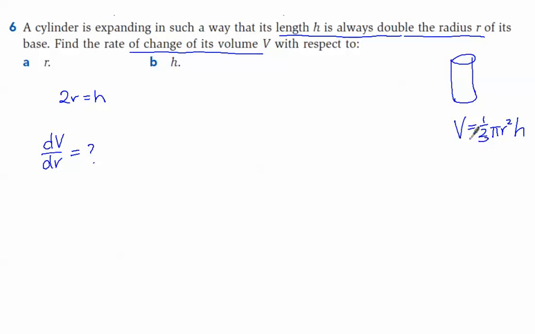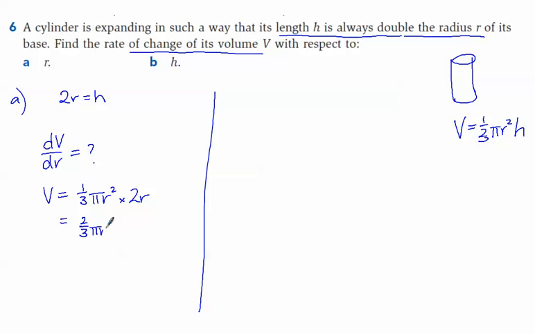We've got our volume and we've got it in terms of r, but we've also got it in terms of h. So we need to replace our h with what we've got over here. So the fact that h is 2 lots of our radius. So that means our volume is going to be a third pi r squared and then times by 2r. So that's 2/3 of pi r cubed.